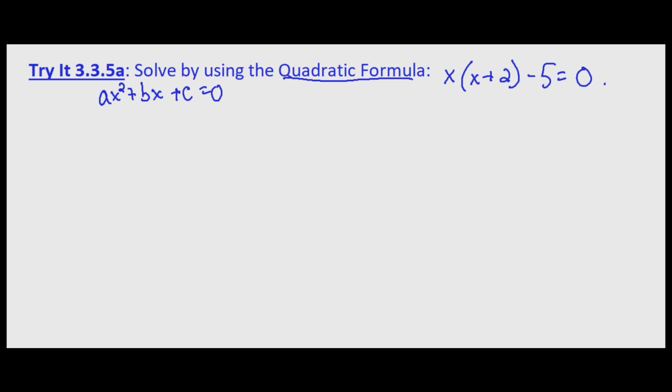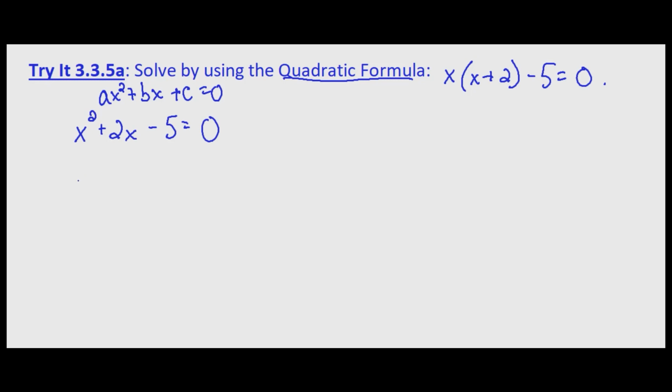And we don't have that yet with what we're given, that x times x plus 2 minus 5 equals 0. We need to expand that to get the form ax squared plus bx plus c equals 0. So x times x plus 2 is x squared plus 2x. We still have the minus 5 equals 0. So now we have a equals 1, b equals 2, and c equals negative 5.